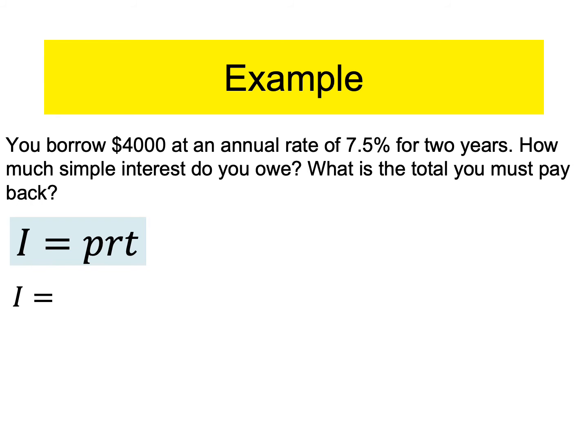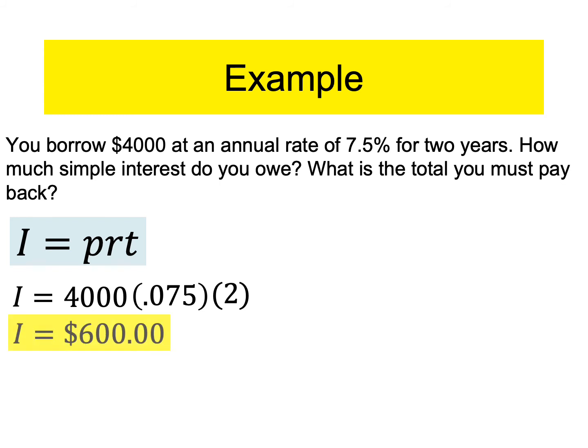P is your principal. So let's see, our principal is, we're borrowing $4,000. The interest rate is 7.5%. We move the decimal 2 places to the left, so 0.075. And we're doing it for 2 years. Grab your calculators. You do that math, and you get $600. So $600 is how much the bank will charge you for borrowing $4,000.